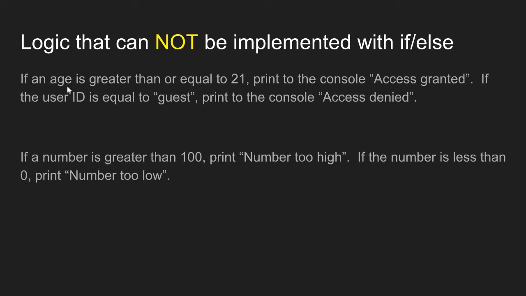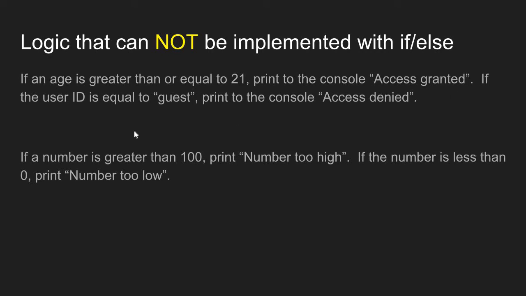Our first condition is based on an age value being compared to a number, and the second condition is an ID being compared to a value. Because these two conditions do not represent a condition being either true or false, we could not use an if-else statement to implement the solution for this statement. Now I could use two separate if statements, but I could not use an if-else statement.